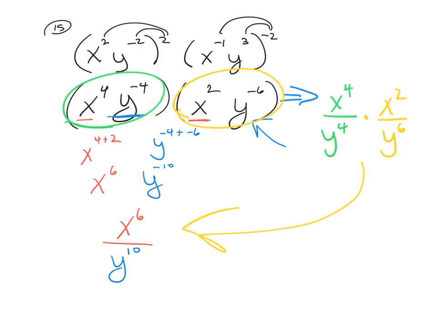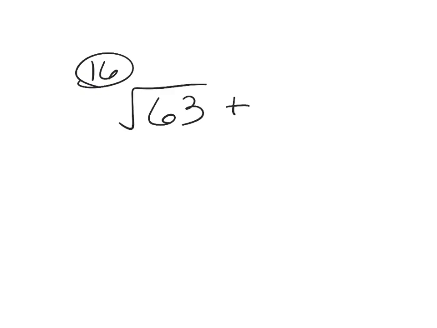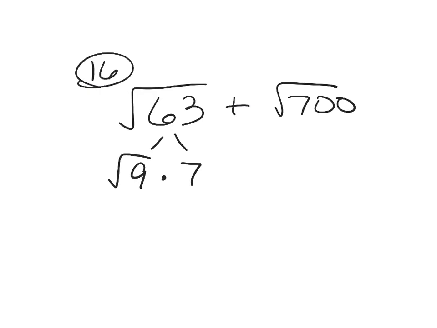Let's try another one where we're going to break down a radical. So we have the square root of 63 plus the square root of 700. So again, remember to add radicals, treat them like variables. So let's break these down. This 63, I'm going to break down to 9 times 7. 9's a perfect square. I'm just going to square root it. The 700, I'm going to break mine into 7 times 100.